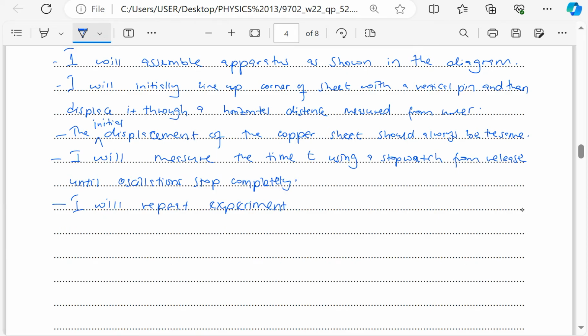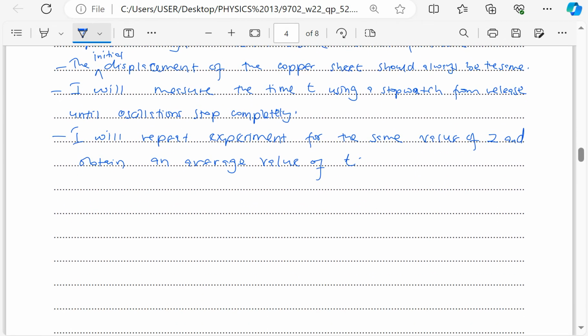I'll repeat the experiment for the same value of z and obtain an average value of t. So the next step is just now repeating the whole process for different values of z.